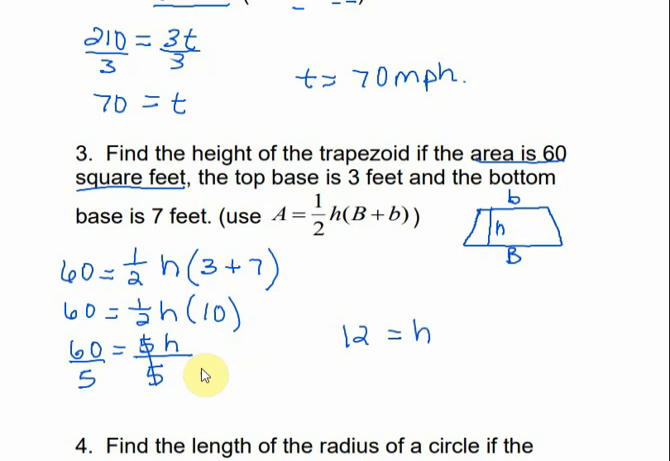Now, each separate little piece in this is just the length of these different parts. So the area is square feet, but the height would just be 12 feet. So my height is not squared. My height is just 12 feet. But the area, when I multiply them together, is feet squared.